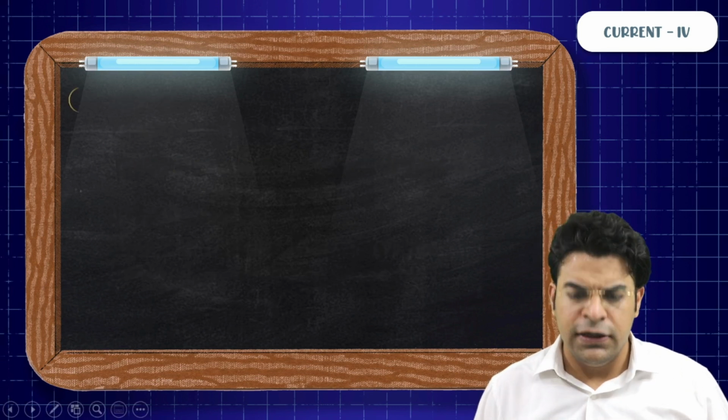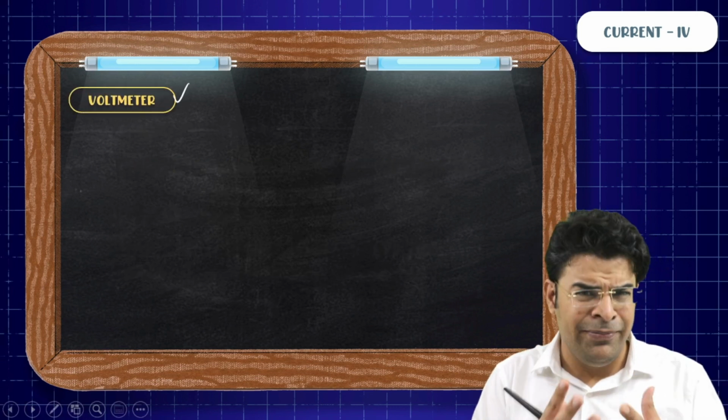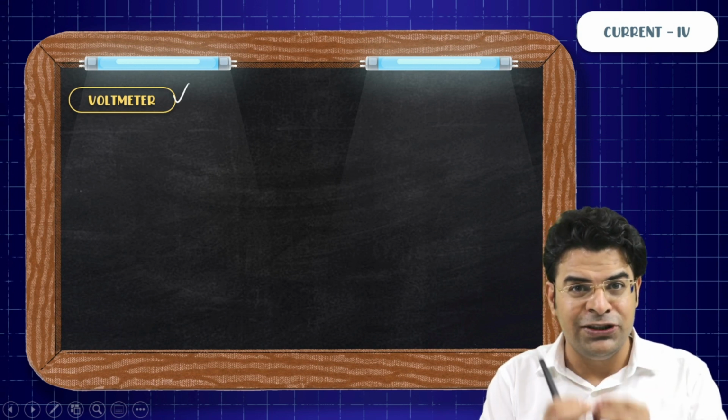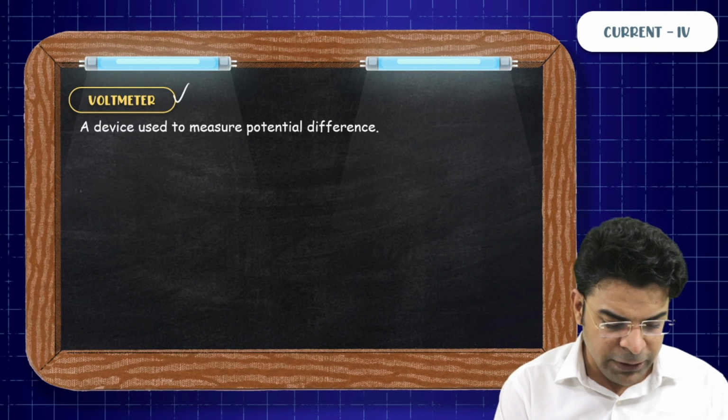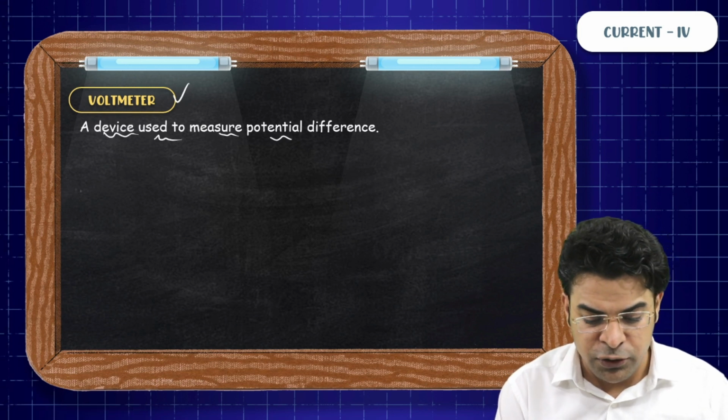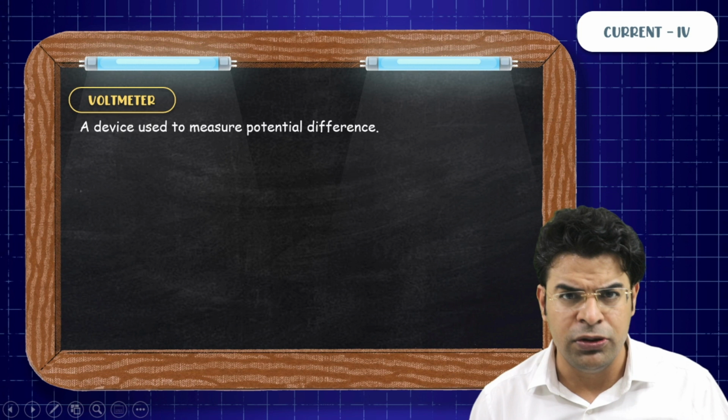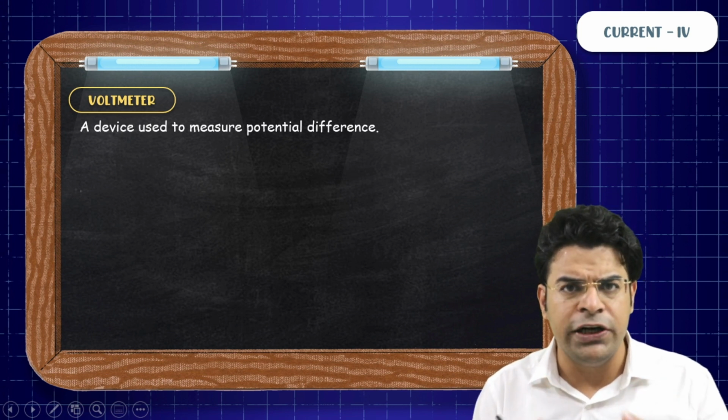So now let's talk about voltmeter. As the name itself suggests, voltmeter, the device used to measure voltage. That is the device used to measure potential drop. So voltmeter is a device used to measure potential difference. Potential difference between what? Potential difference between any 2 points on a circuit.